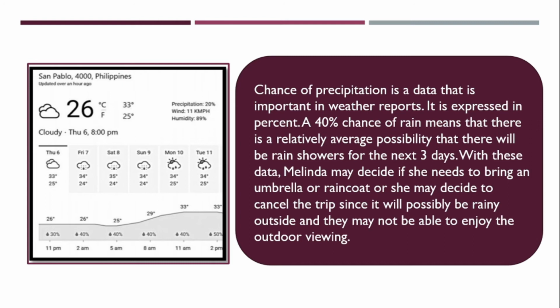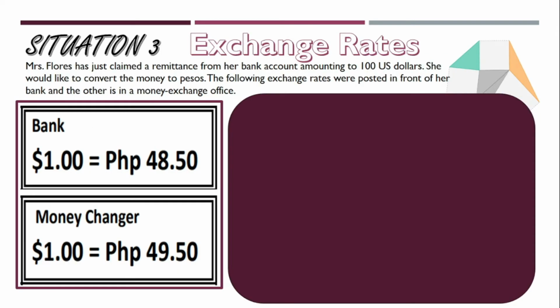Okay, same thing sa inyo mga estudyante. Kung gusto niyo gumala for the following days, for example, 5 days na gala sa gantong lugar, so you can have these data from a weather report na makakatulong sa inyo whether to decide kung tutuloy ba kayo or hindi. Kung magiging maulan ba siya or hindi. Okay? So next is situation number 3.